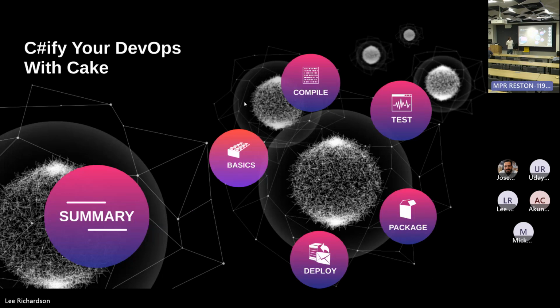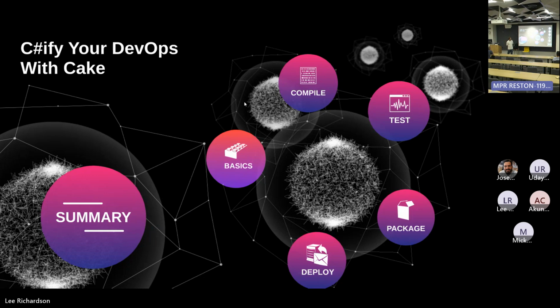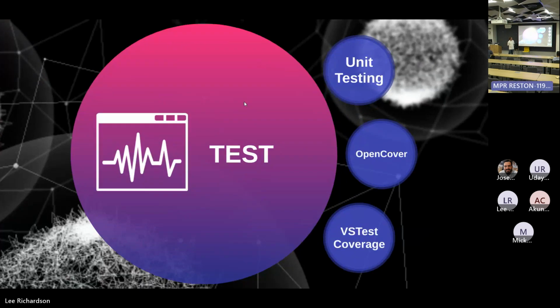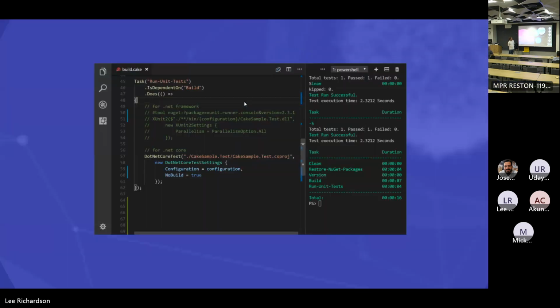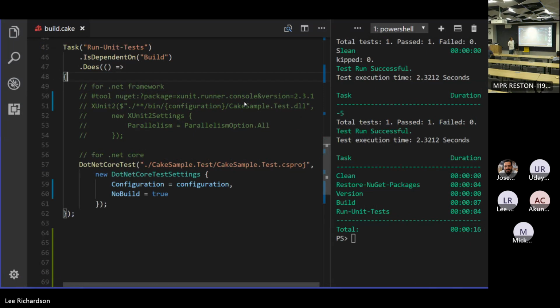All right, so let's see. We covered compiling, we covered testing, we covered packaging. Oh, no, we didn't cover testing. So for running unit tests, .NET, .NET Core, DotNetTestSettings, DotNetTest, run configuration. Why do you think you would specify NoBuild true? Any guesses?